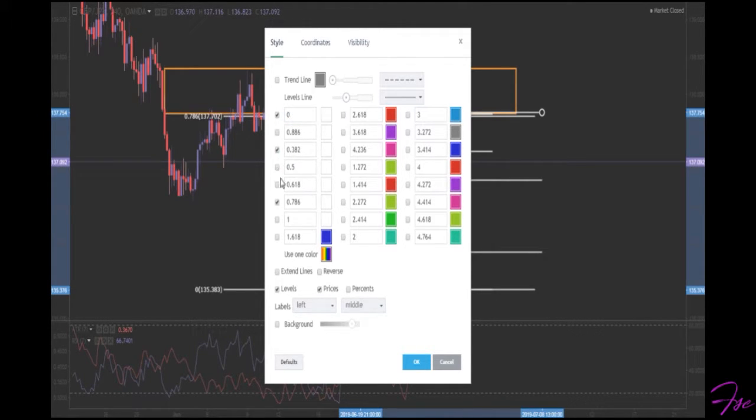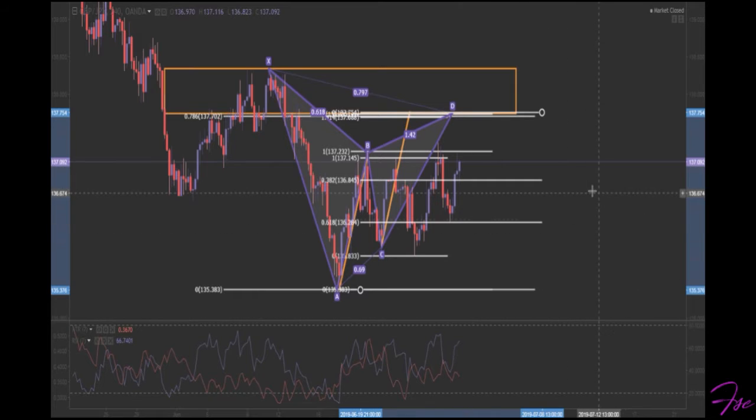So let me draw this in for you traders, and you can clearly see where the target goes. The first target will be at 136.84s, and my secondary target will be sitting at 136.28, and obviously my stop is going to go above X at the highs. Okay, so we've got quite a lot of confluence on this as well.